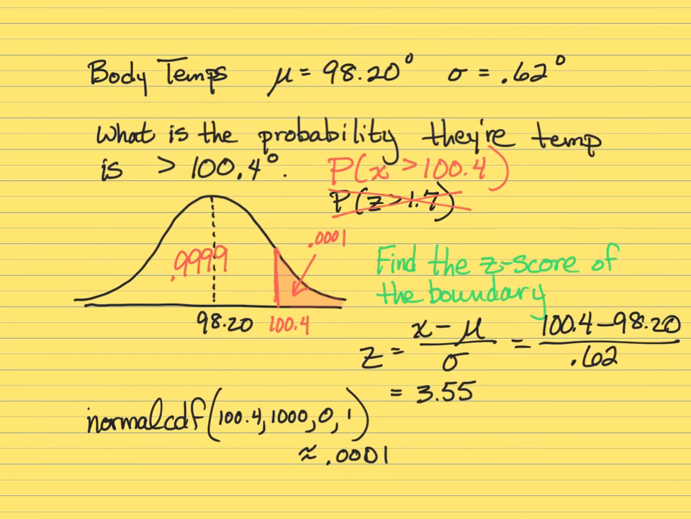All we're doing in this section is finding more areas under bell curves. We'll have a boundary, and we want to find an area. All we have to do is convert the boundary to its z-score, and then we can start using our table.